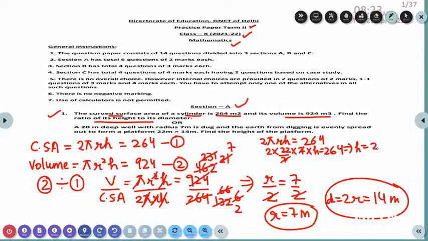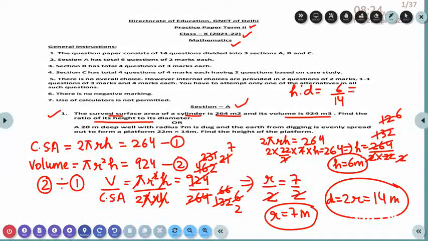So this will be equal to 2 1s are 2, 2 3s are 6, 2 2s are 4, and on cancelling by 11, the final answer will come out to be 6. H, the height of the cylinder, will come out to be 6 meter. Now in the question we need to find the ratio of H and D. So H by D, diameter, is equal to 6 by 14. We can reduce 6 by 14 to its simplest form as 3 by 7. So the ratio of height to diameter is 3:7. This is our final answer.